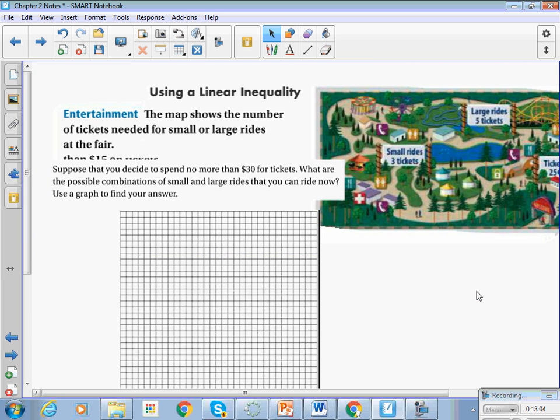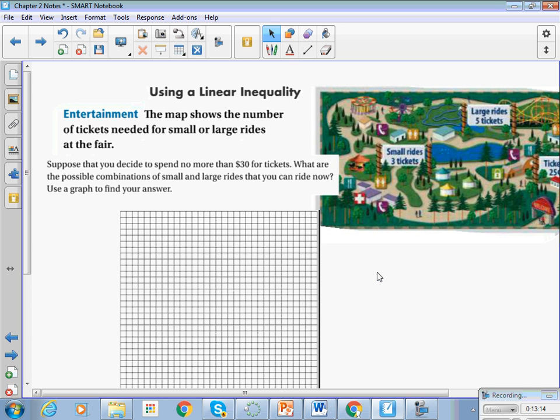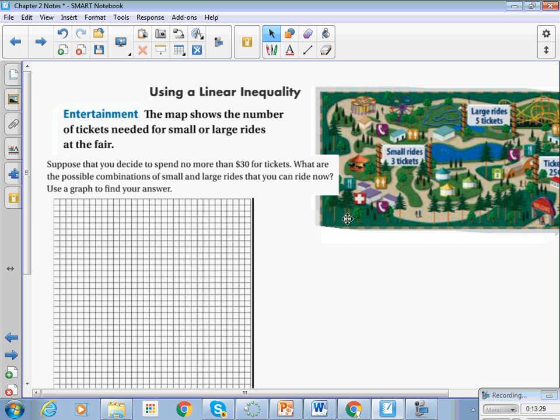Okay. The map shows the number of tickets needed for small or large rides at the fair. We are going to decide that we want to spend no more than $30 for tickets. What are the possible combinations of small and large rides that you can ride now? Use a graph to find your answer.